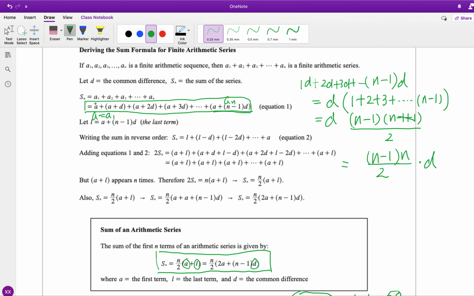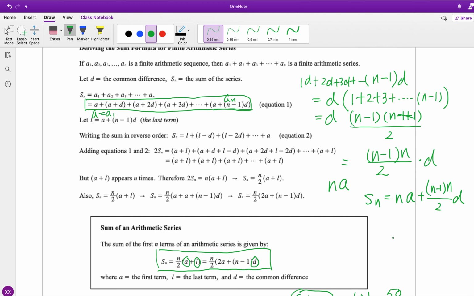Now how many a here? 1a, 2a, there's another a, there's another a, all the way. So there are n of a, right? Then I add this one and this one together, and that is my Sn. So my Sn is n multiplied by a, plus n minus 1 multiplied by n divided by 2, and there's a d here.